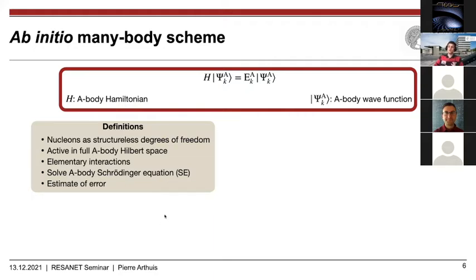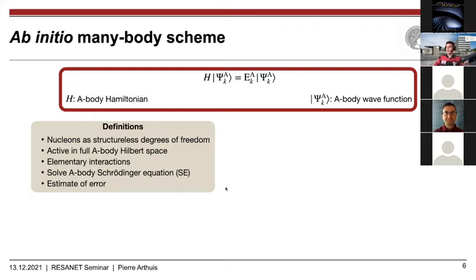Because ab initio is based on the idea of having a systematic way to improve your results, that ties behind these terms of expansion methods, which is basically you expand order by order the solution of your Schrödinger equation.